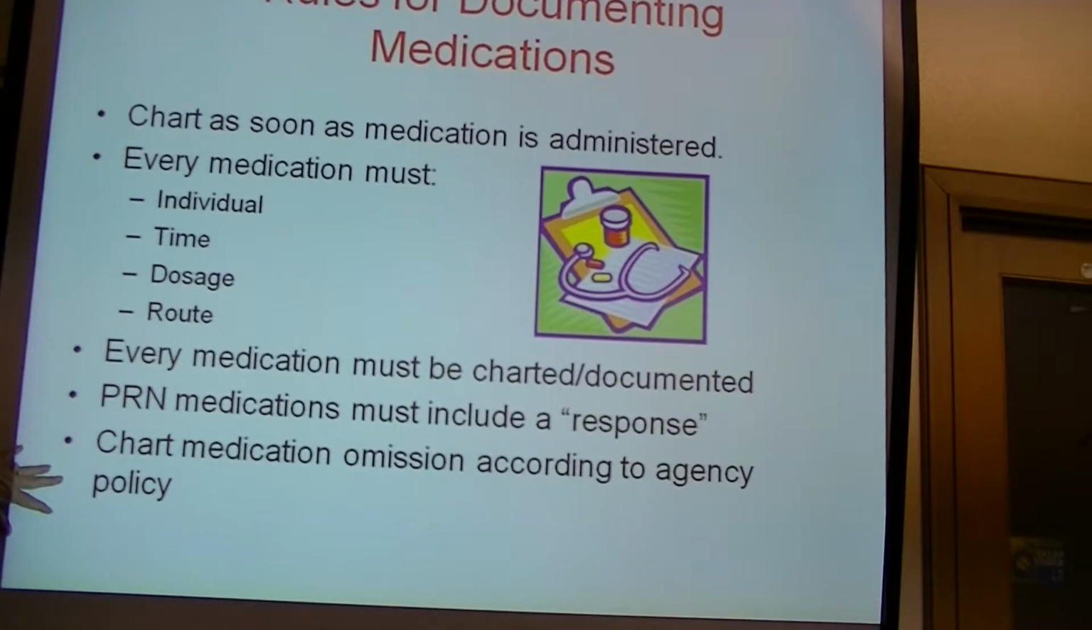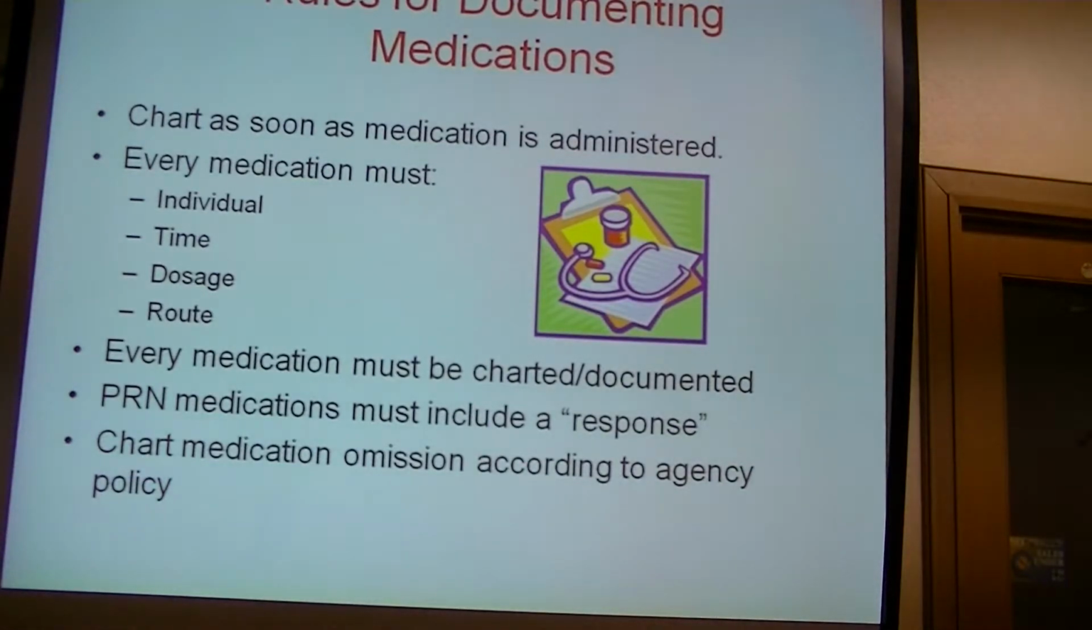Chart medication omission according to the policy. Now that means if they are not getting a medicine because they refused it, because they were going for lab, any reason, their behavior was different, change in their behavior, then somewhere on your MAR, it needs to have a way to chart how you're going to chart it.